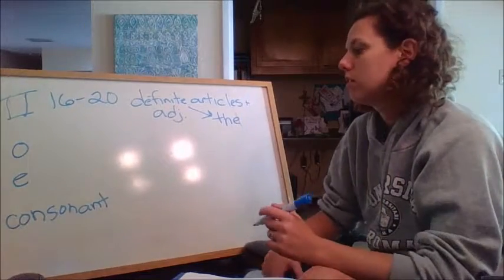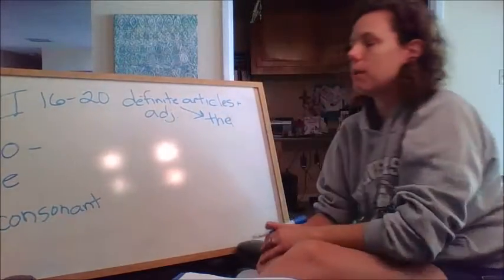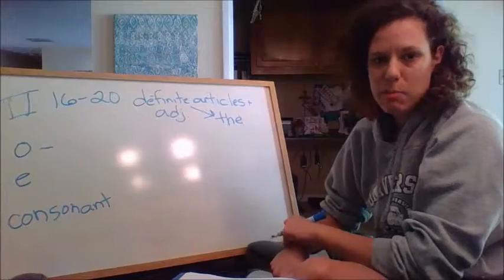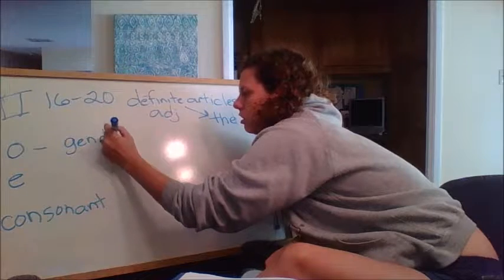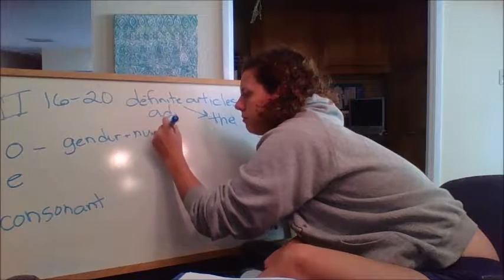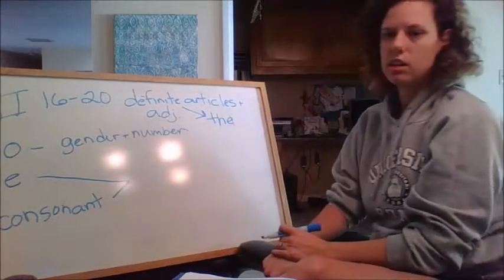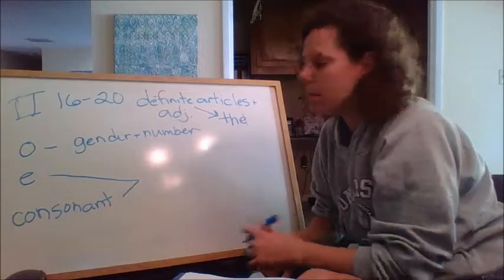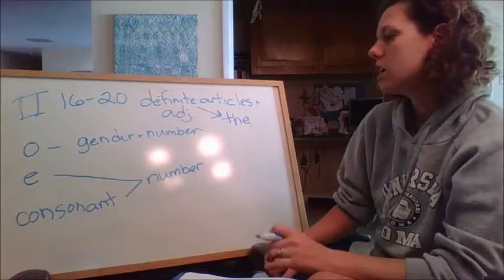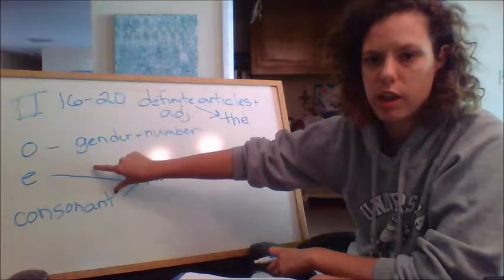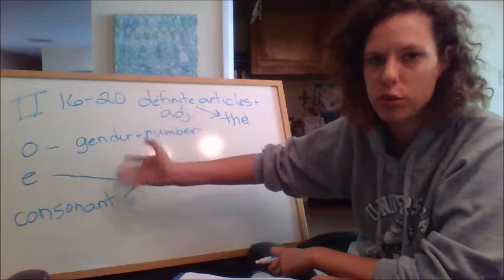If we have adjectives that end in O, they have to match in gender and number. And with E and consonant ending adjectives, really all we're worried about is number. Just because these are considered gender neutral, they can go with either masculine or feminine nouns, and you don't have to change them for gender.